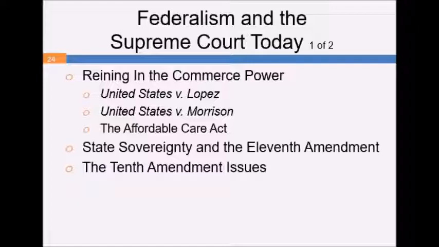In 2000, the court ruled in U.S. versus Morrison that the federal government did not have the authority to implement aspects of the 1994 Violence Against Women Act. With this act, Congress attempted to address gender-motivated crimes such as rape under its commerce authority. The Supreme Court has played a significant role in determining the line between the state and federal powers.